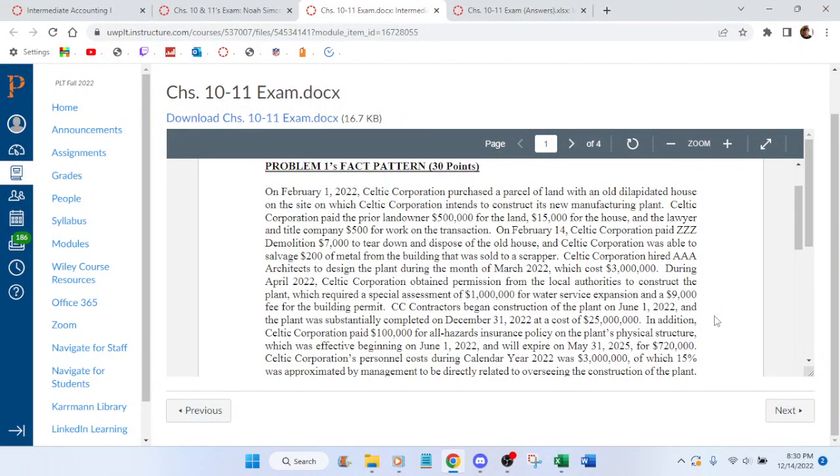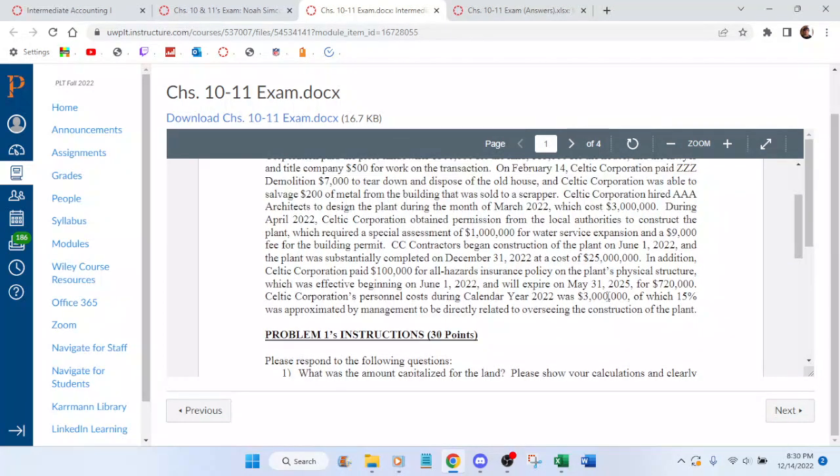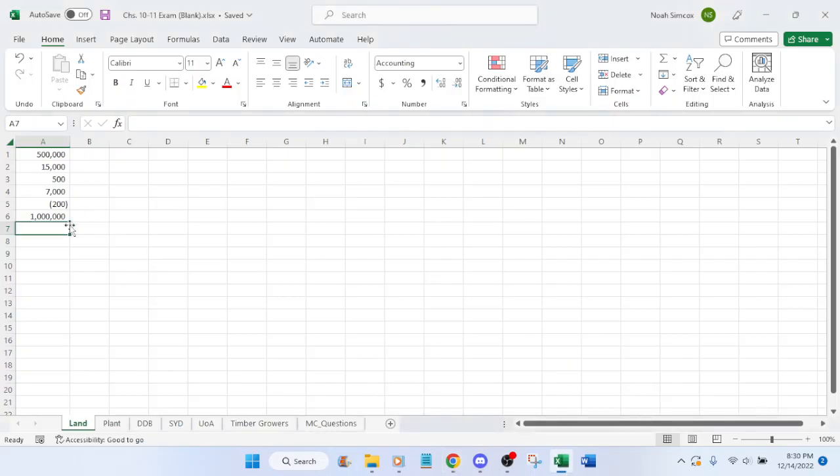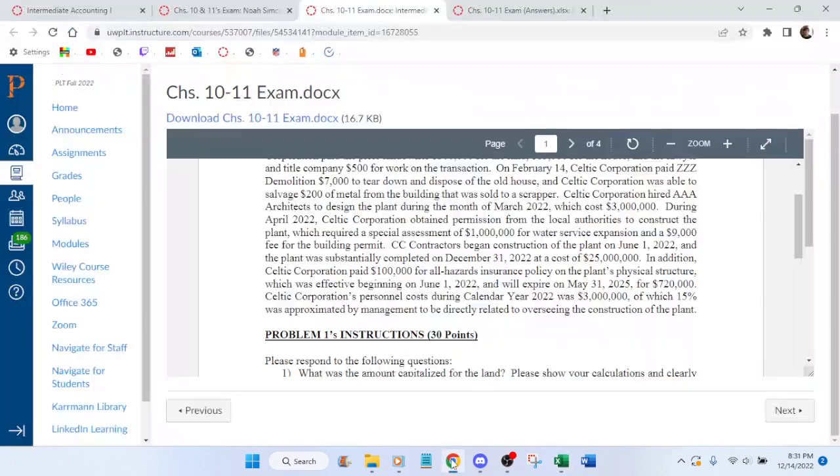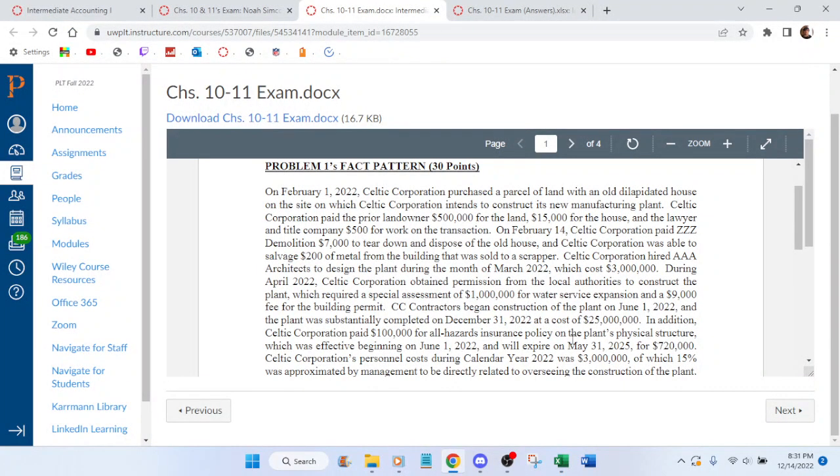Building permit apparently is the building. Dude. Construction. Now we have insurance that goes towards the building. Personnel costs will go towards the building. Okay, so that's the total. The total for land is going to be this. And then for plant, it's going to be what? Design the plant, therefore 3 million.